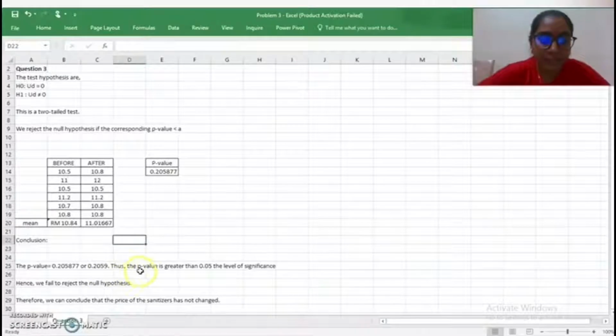So the conclusion is that the p-value equals 0.205877, or 0.2059. Thus, the p-value is greater than 0.05, the level of significance. Hence, we fail to reject the null hypothesis. Therefore, we can conclude that the price of sanitizers has not changed.